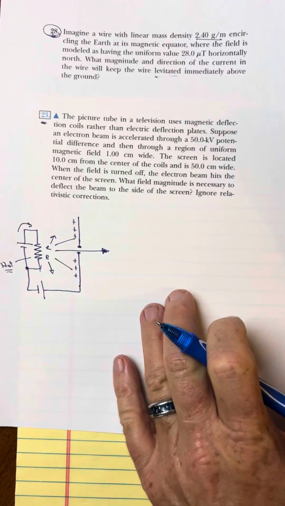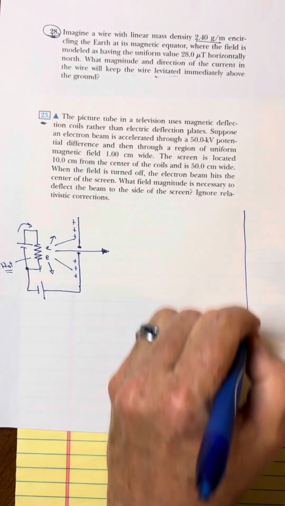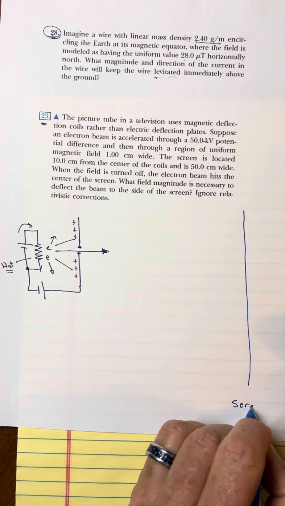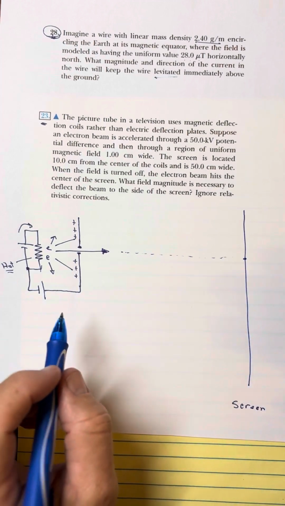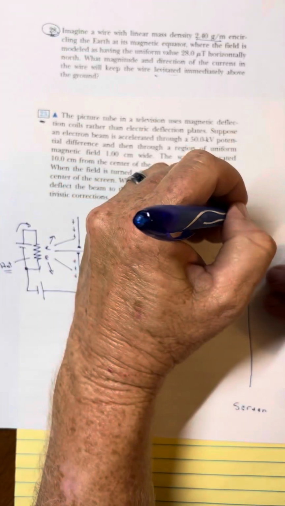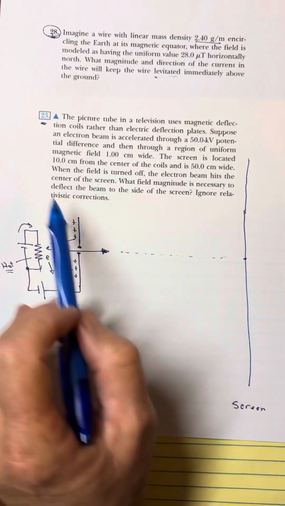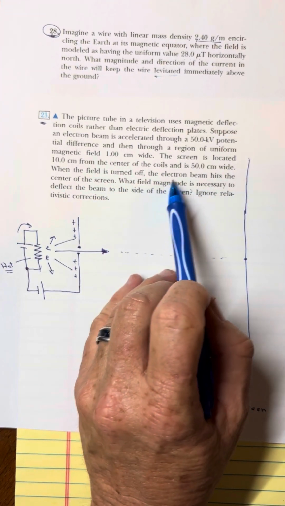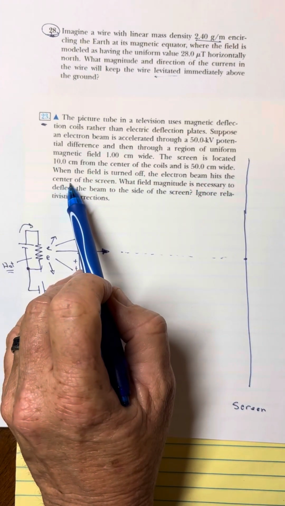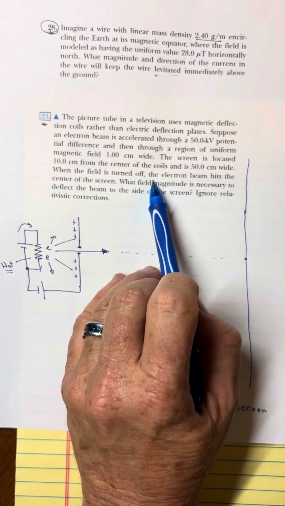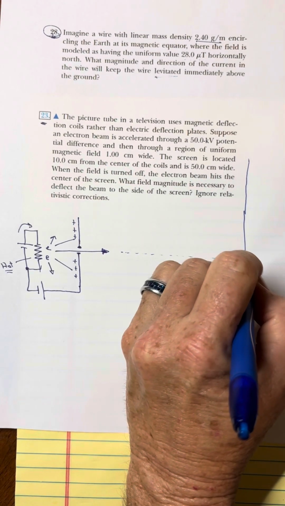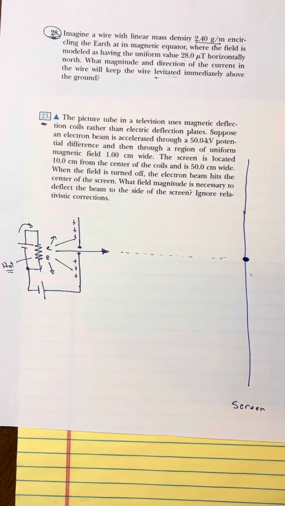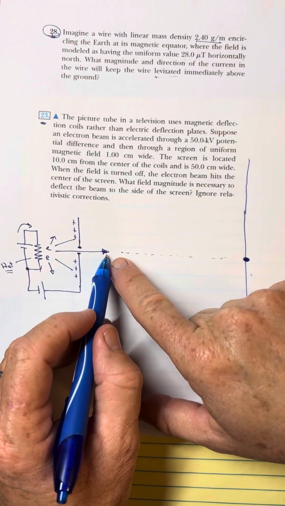Because another part of this, somewhere over here, is the screen. And usually this is designed so that if there's no deflection of this beam, it will hit the center. In fact, I think that even says that later on here in the problem. It says the electron beam hits the center of the screen when the field is turned off. Yeah, so with no deflecting of this beam, it goes straight through. And when it hits here, it would give off a little bit of light right in the center of the screen. But to make the image on the screen, then, we need to control this beam.